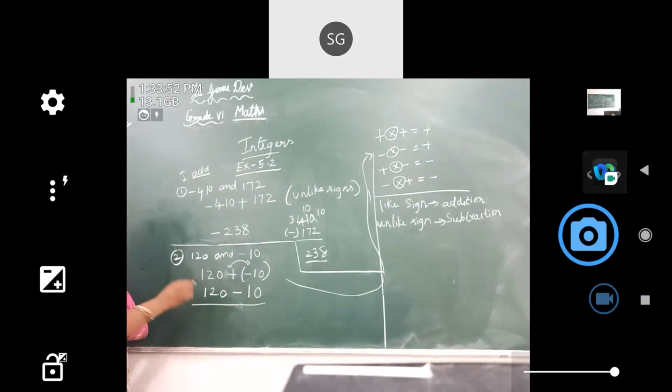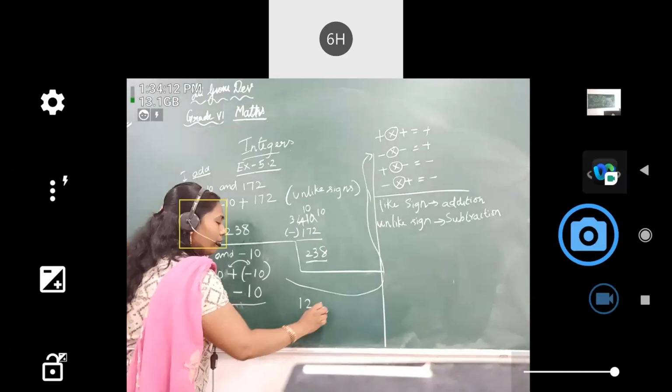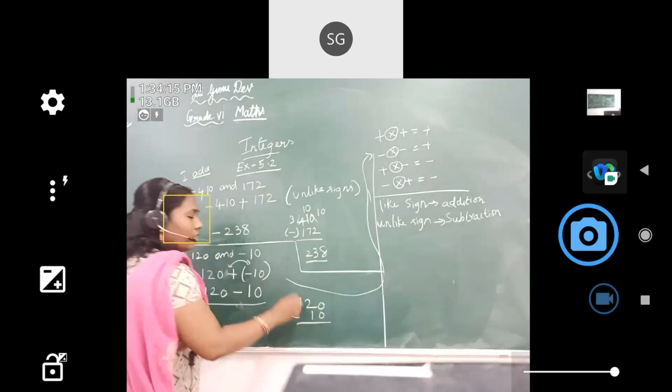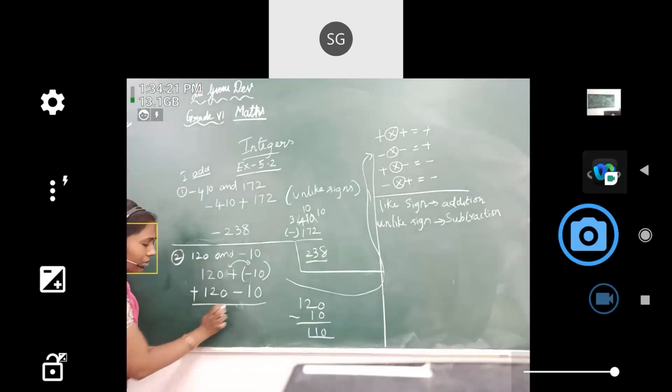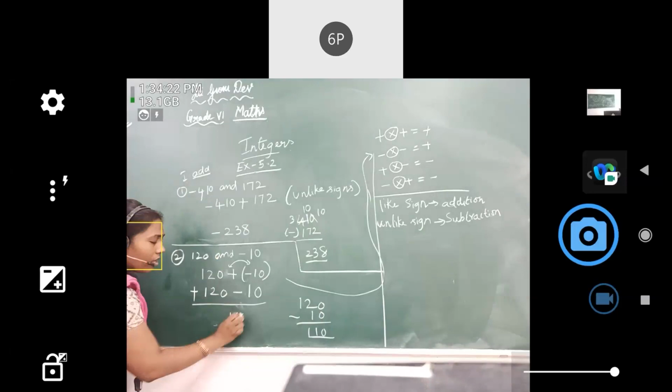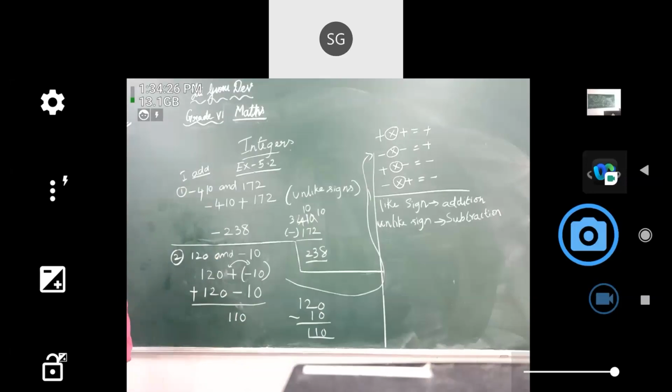Now see, how many integers are here? 2 integers. Now what is the sign of 120? Plus. Are they like sign or unlike sign? Unlike sign. So what should I do? Subtract their absolute values. The difference of 120 and 10 is 110. And now we have to check which one is bigger.